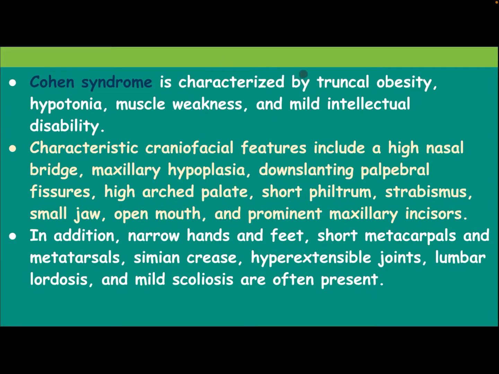Cohen syndrome is characterized by truncal obesity, hypotonia, muscular weakness, and mild intellectual disability. Characteristic craniofacial features include high nasal bridge, maxillary hypoplasia, down slanting palpebral fissure, high arched palate, short philtrum, strabismus, small jaw, open mouth, and prominent maxillary incisor. In addition, narrow hands and feet, short metacarpals and metatarsals, simian creases, hyperextensible joints, lumbar lordosis, and mild scoliosis are often present.